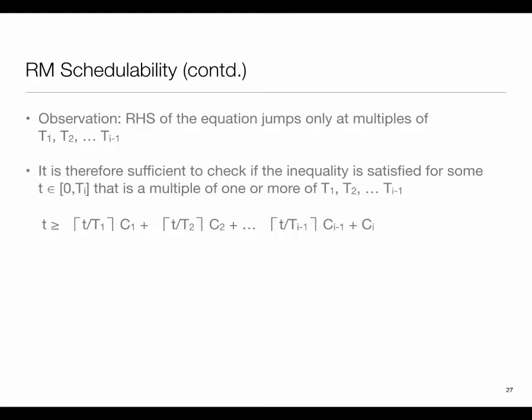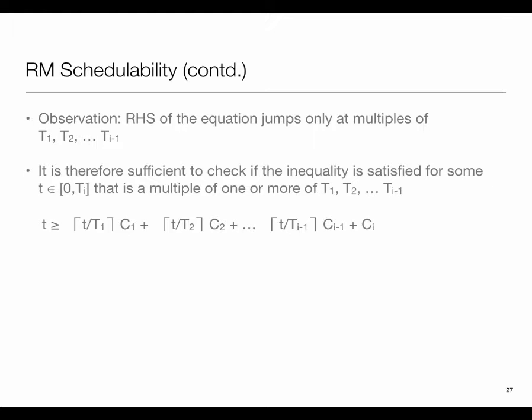So that's the insight that we bring, where we basically say that a necessary and sufficient condition for checking schedulability is that I check this equation for all values of t which are multiples of t1, or multiples of t2, or all the way through multiples of t sub i minus 1, and are less than t sub i, because that's my deadline. Or are less than the deadline, whatever my deadline is, if the deadline is less than t sub i.